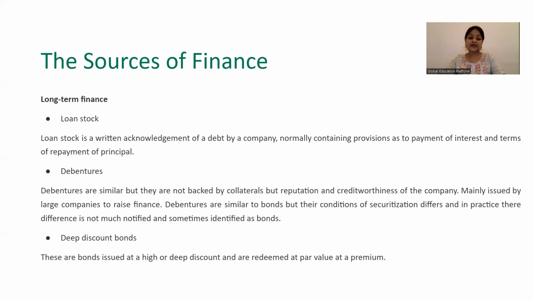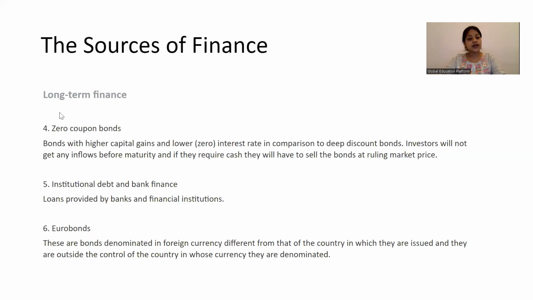And then there are deep discount bonds. These are bonds issued at a deep discount and are redeemed at par value or at a premium. So this is also one type of long-term finance. Then we have zero coupon bonds. Bonds with higher capital gains and a lower interest rate in comparison to deep discount bonds. Investors will not get any inflows before maturity.